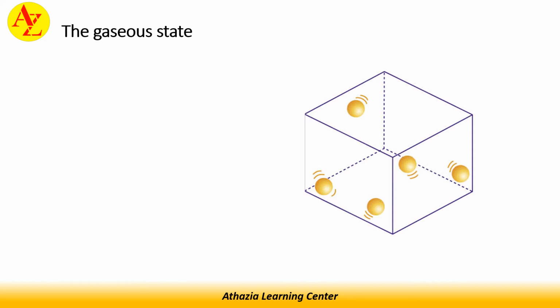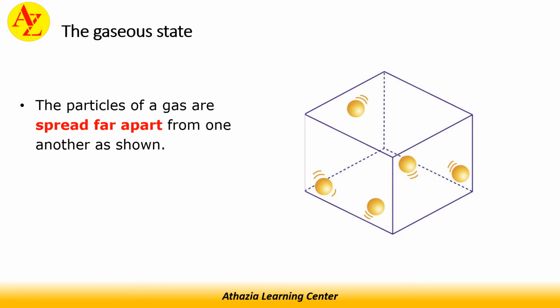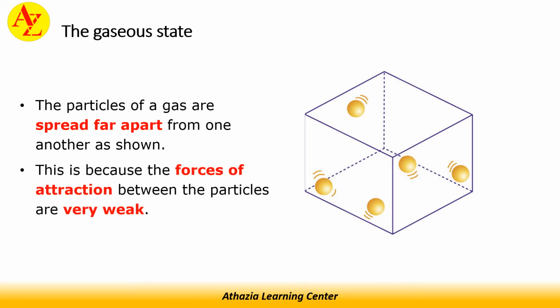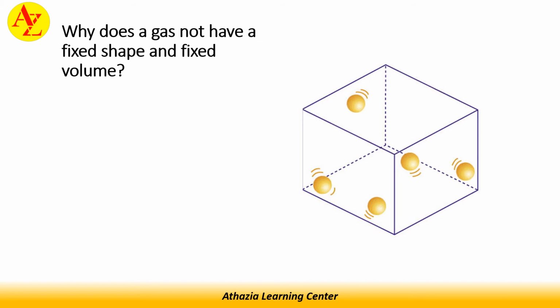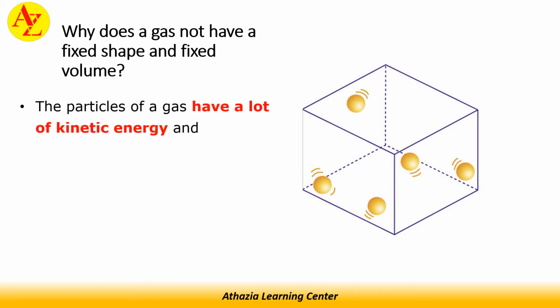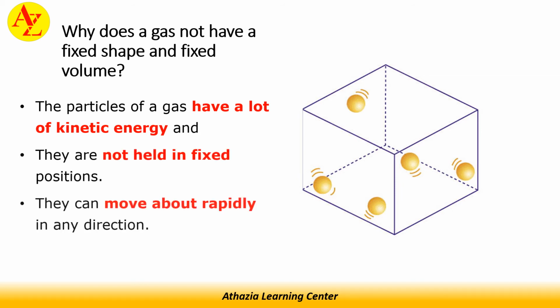The third state is a gas. From the picture on the right, we can see that the particles of a gas are spread apart from one another. This is because the forces of attraction between the particles are very weak. They can also vibrate, translate, and rotate, the same as the liquid. One of the properties of gases is that they don't have a fixed shape. The kinetic particle theory can explain this property. The particles of a gas have a lot of kinetic energy, and they are not held in a fixed position. They can move about rapidly in any direction.